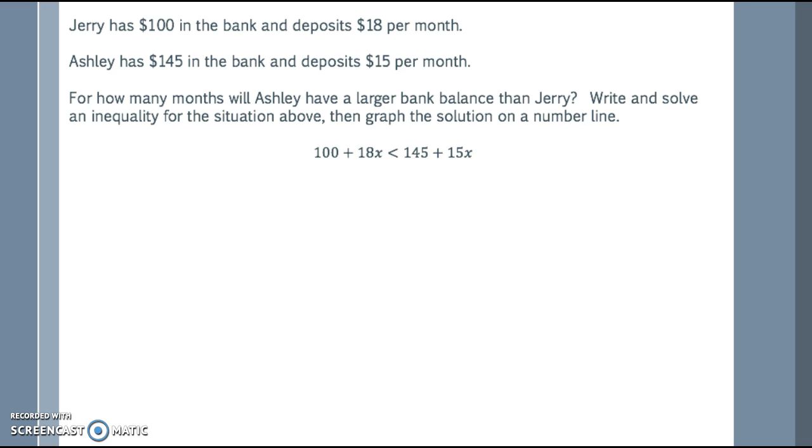Ashley will be on the right-hand side with $145 plus $15 per month, where x is still representing the number of months. Let's just see what x is worth. We'll first start by subtracting 100 from both sides, giving me 18x is less than 45 plus 15x. Let's combine our x's by subtracting 15x from both sides.